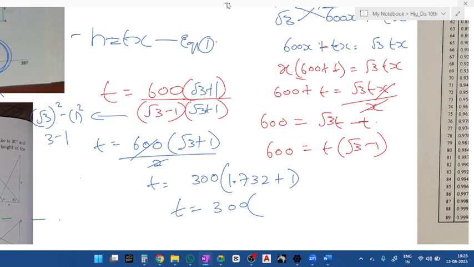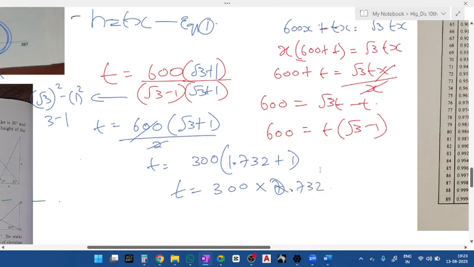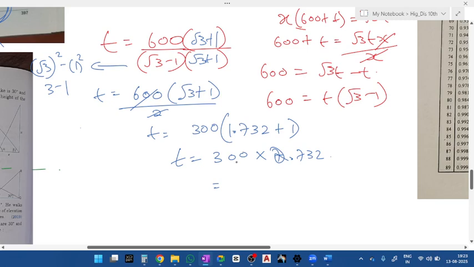300 into 1.732 plus 1 is 2.732. Naomi, can you quickly tell me this calculation? How can I write this 300 as? What, 10 into 30? Two zeros are given. You have to split two zeros.